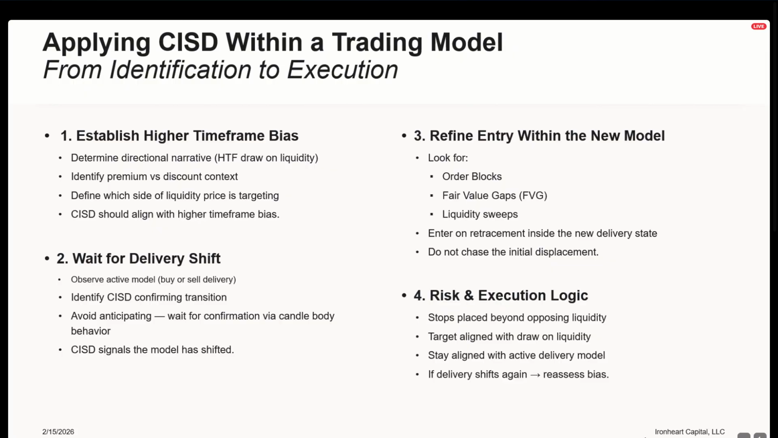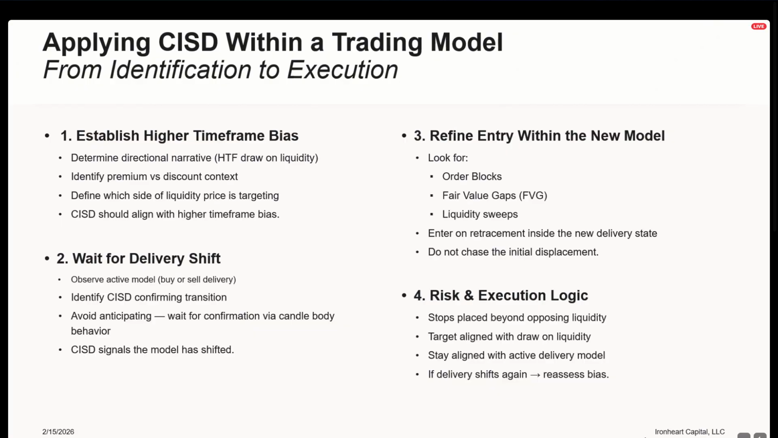Then what you want to look for is your entry model, which we're going to explain in the next couple of sections, but you want to look for either an order block or a fair value gap. You want to find an entry model, whether it's an inverse gap, a balanced price range, or an order block. You want to wait for price to give you an entry in which you can execute. All right. You place your stop just beyond the opposing liquidity level. You take profit on opposing liquidity levels, right?